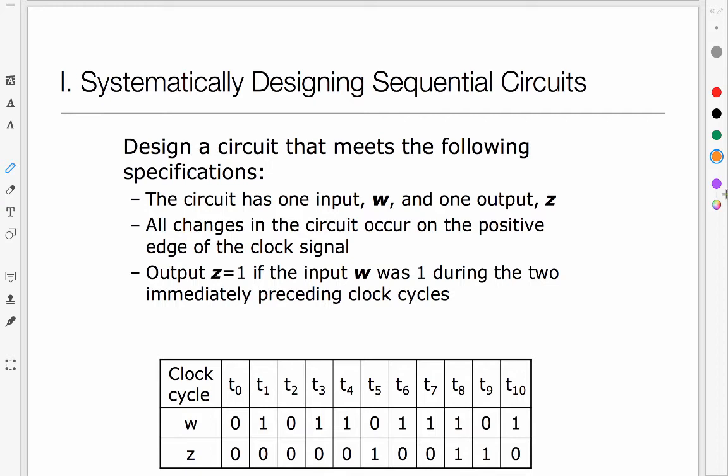So in this case, we want output Z equal to 1 if W was 1 during the immediately preceding 2 clock cycles. So one thing to keep in mind is that since the state only changes at the clock edges, we update the state only at that time, then if I'm making a Moore machine, that in effect is saying that I'm examining the inputs also only at clock edges, because the output only depends upon the state in case of Moore machines.